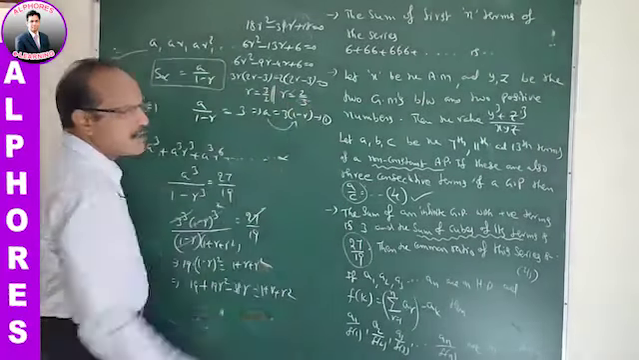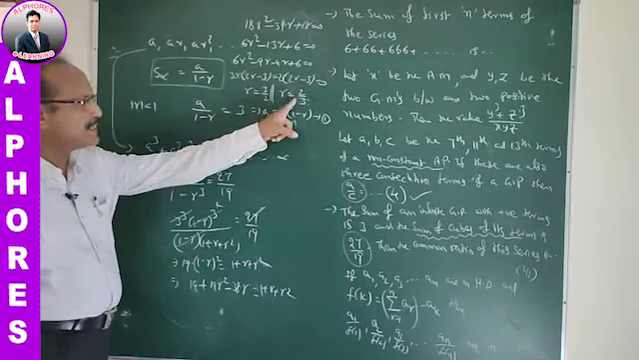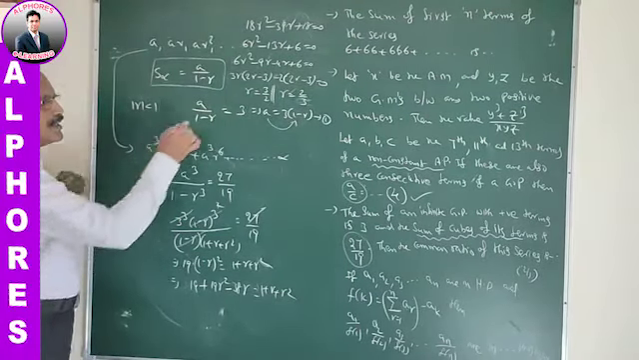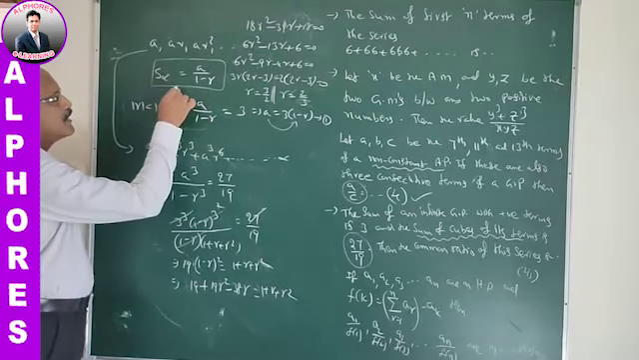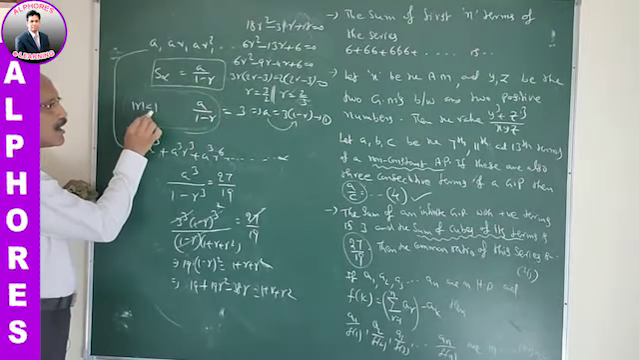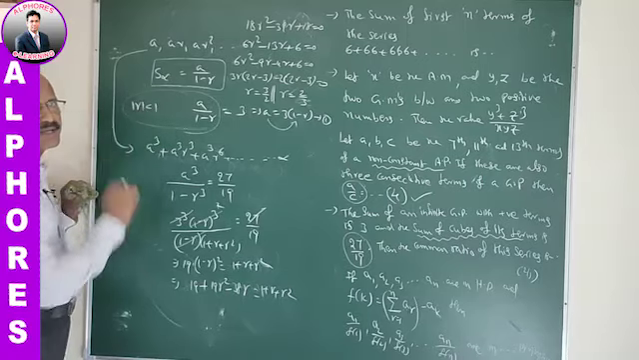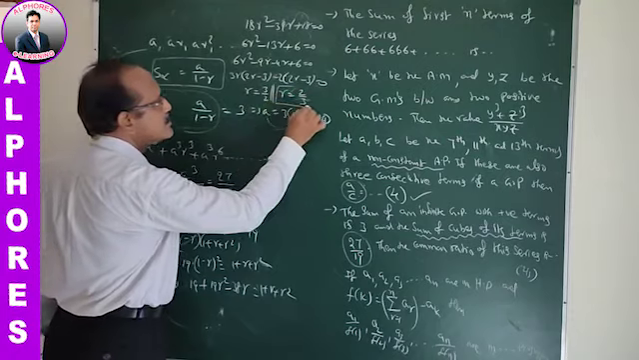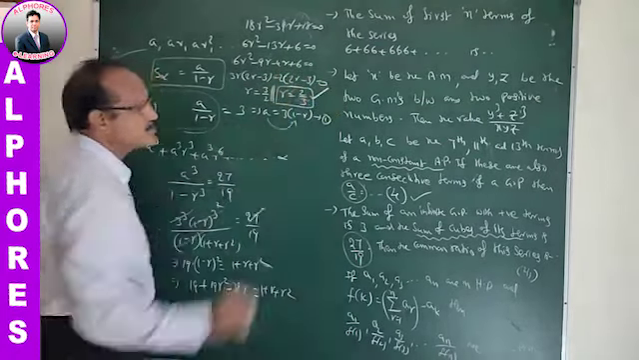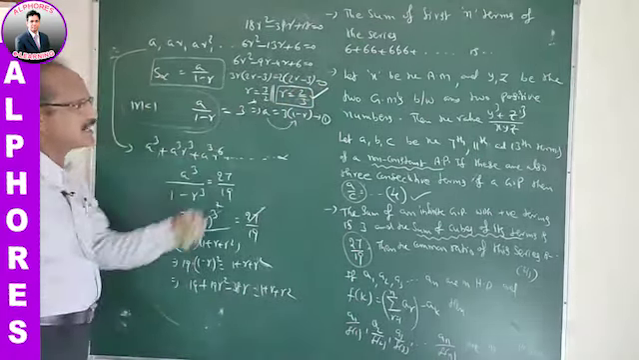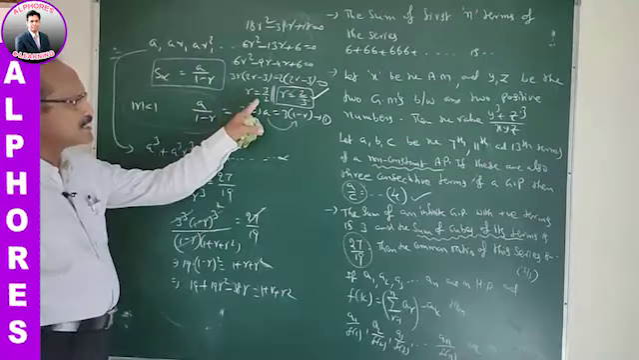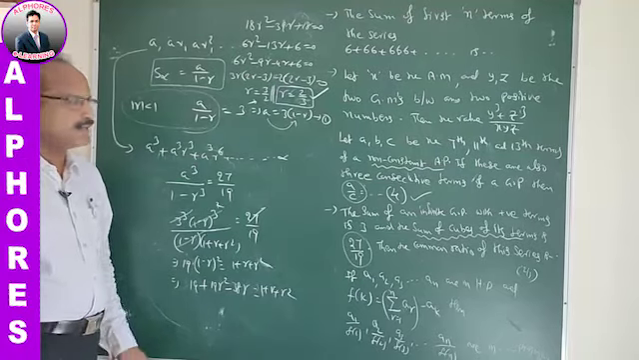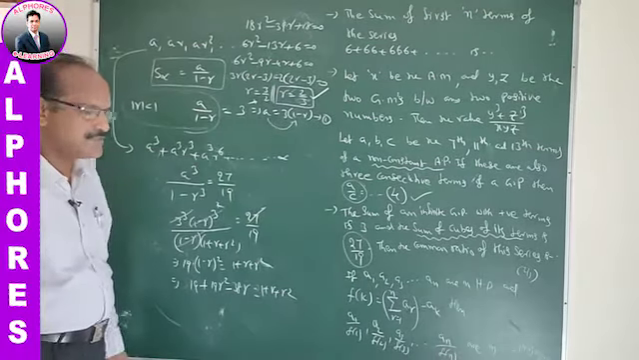We are taking the R value only 2 by 3, not 3 by 2. Why? Because in the infinite GP formula, mod R should lie between, R should be less than 1. So the less than 1 quantity is this one. So this is our required common ratio, not this one, because it is greater than 1. So neglecting this one, the R value is finally 2 by 3. Okay, it's completed.